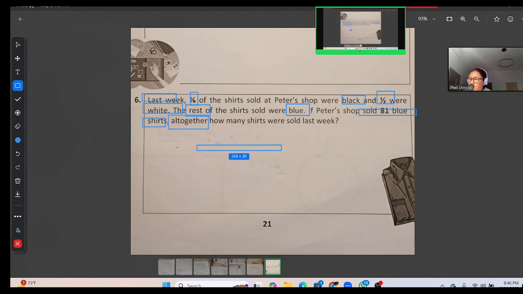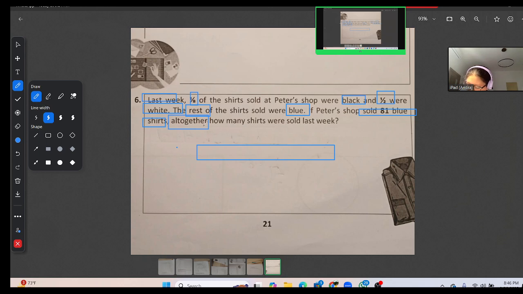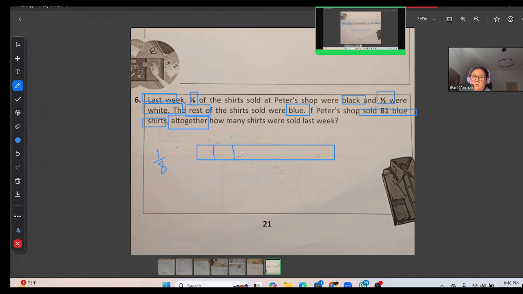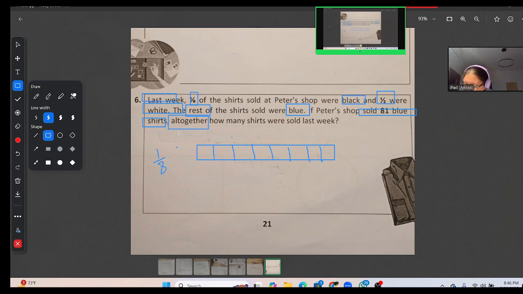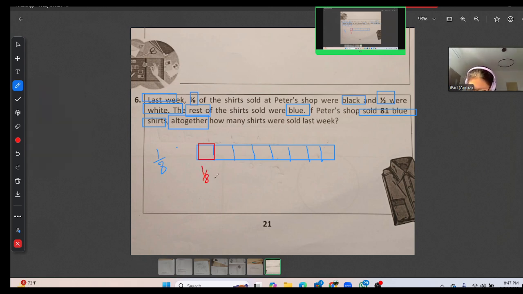1/8. So if you make a bar, and you divide it into how many parts to represent 1/8? 8. Good. 1, 2, 3, 4, 5, 6, 7, 8. So there are 8 parts, and 1/8 would be just this much, one part. And what is the color of 1/8? It's black. So I'm writing 1/8 here, and this is black. Clear?